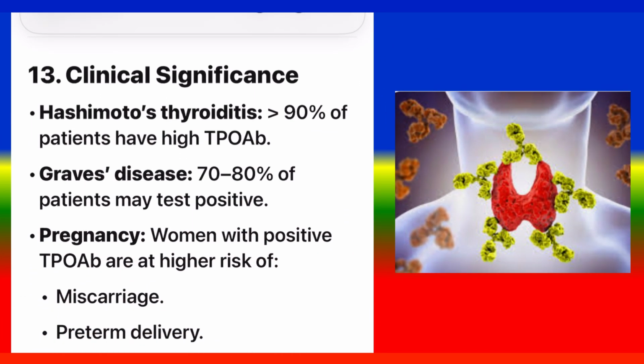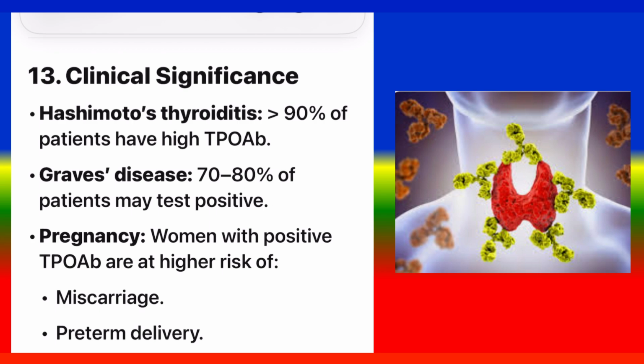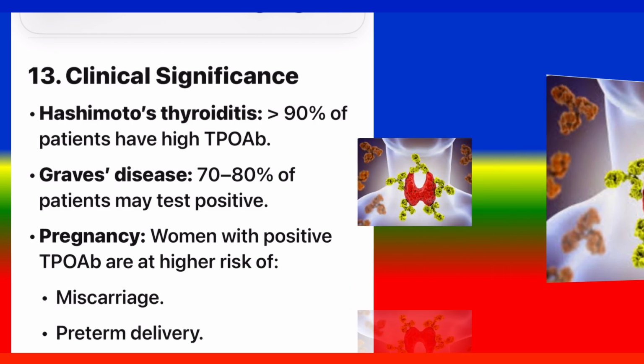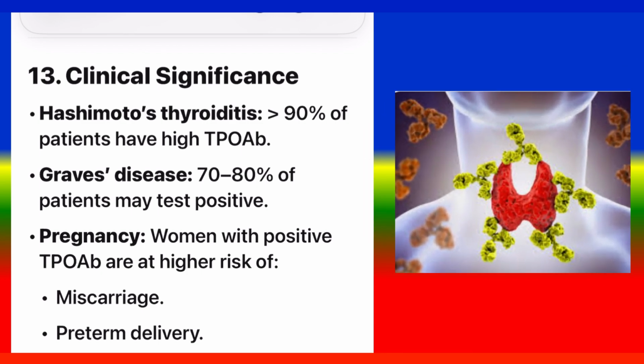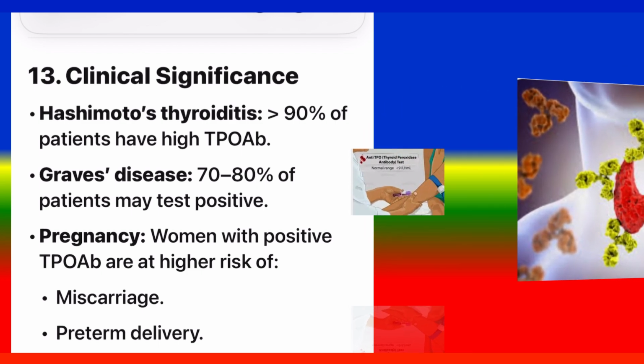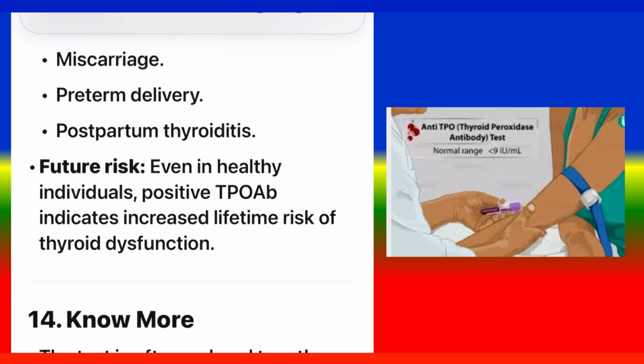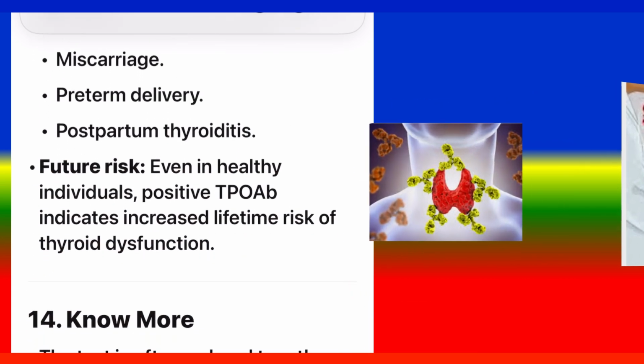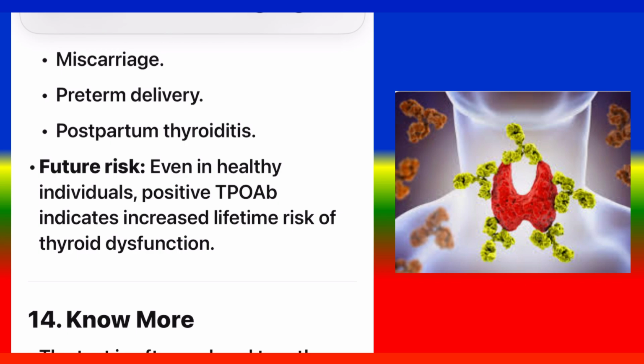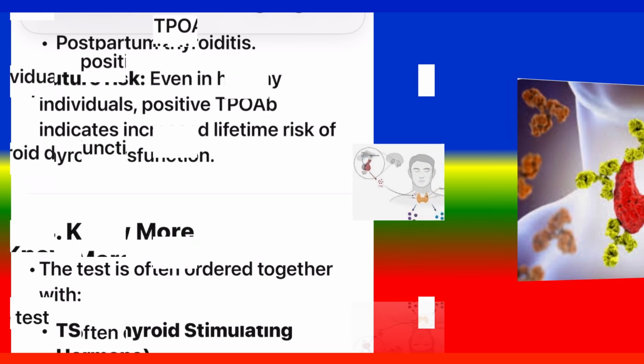Number 13. Clinical significance. Hashimoto's thyroiditis: 90% of patients have high TPOAb. Graves' disease: 70 to 80% of patients may test positive. Pregnancy: women with positive TPOAb are at higher risk of miscarriage, preterm delivery, postpartum thyroiditis. Future risk: even in healthy individuals, positive TPOAb indicates increased lifetime risk of thyroid dysfunction.